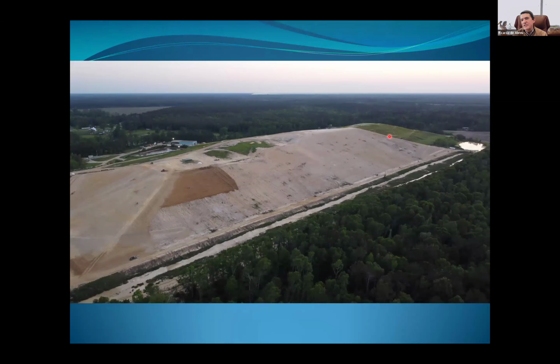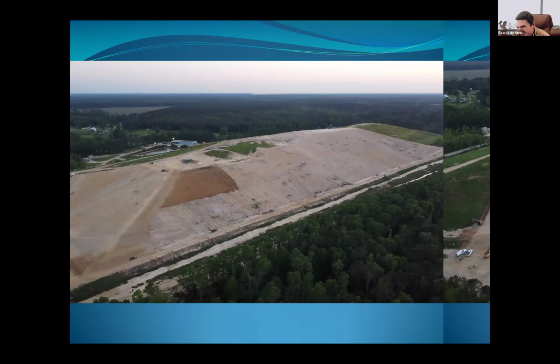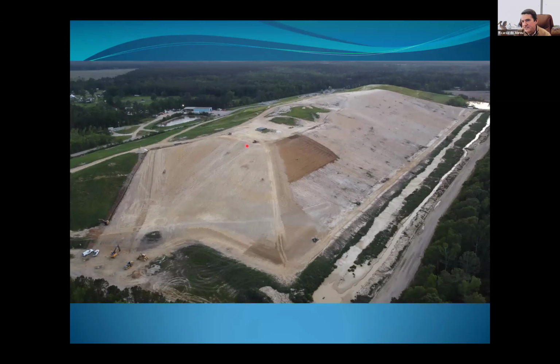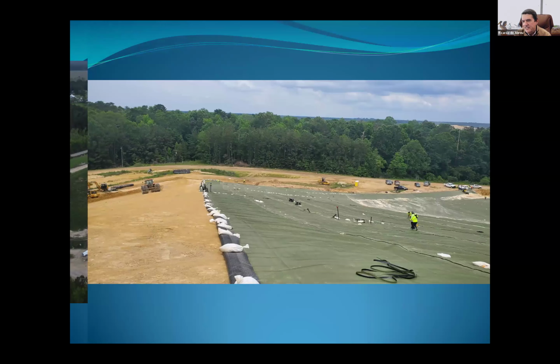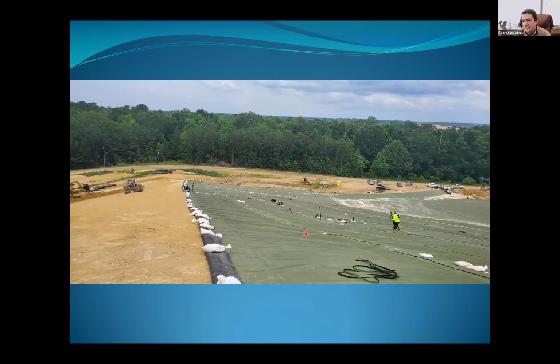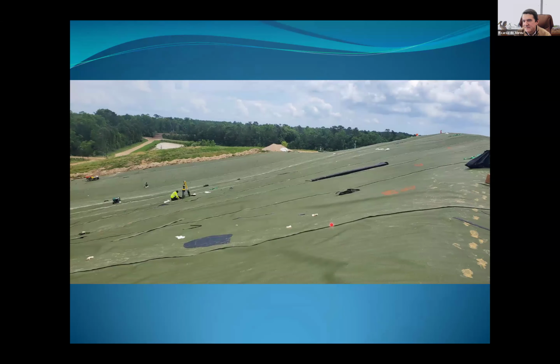Aerial view. In this case, we were using a drone already. It's 2022. You see here smoothing out, grading the site prior to installation. You see here already installing the HDPE at the slopes. And of course, you see here an installer working on a boot installation.